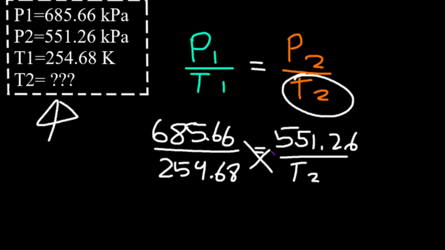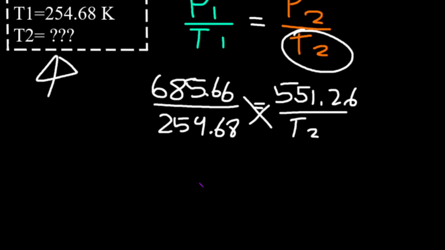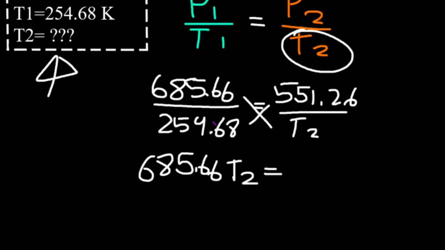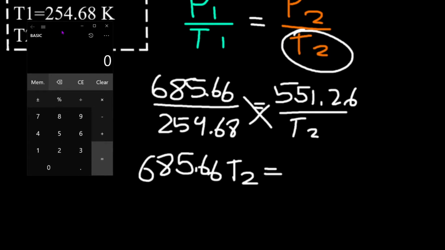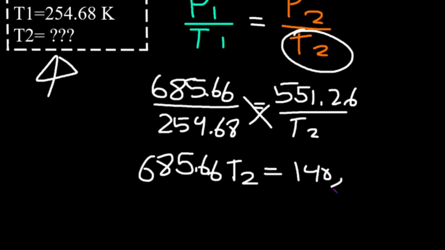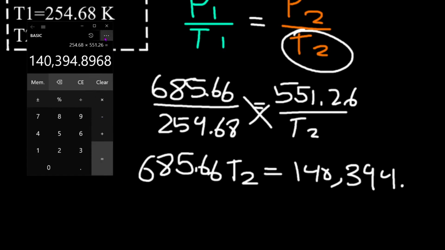So now what you're going to do is cross multiply. You're going to multiply 685.66 by T2, so you're just going to have a T2 beside it. And for 254.68 multiplied by 551.26, you would use a calculator for that. So let me do 254.68 multiplied by 551.26. This will give you 140,394.89.